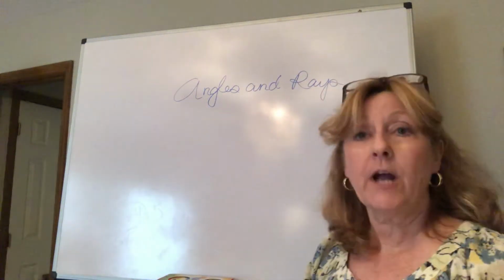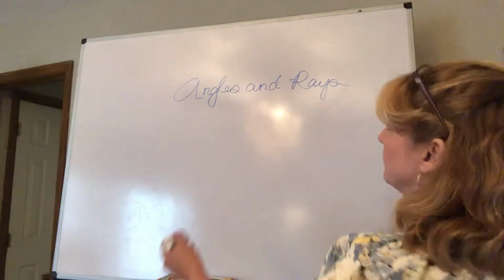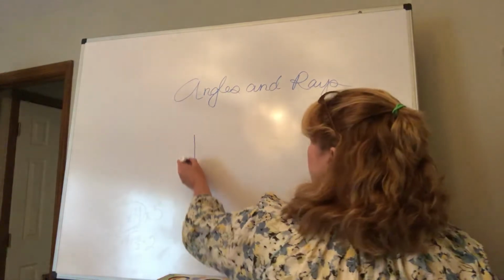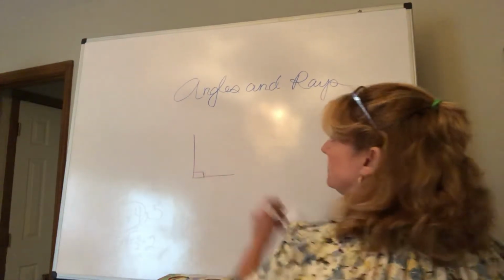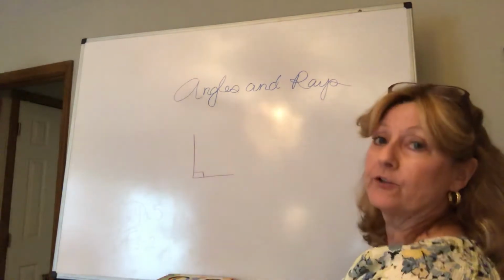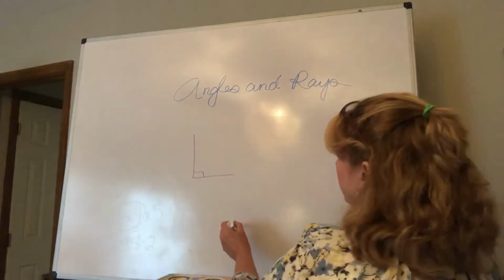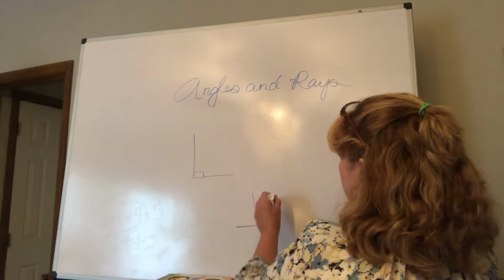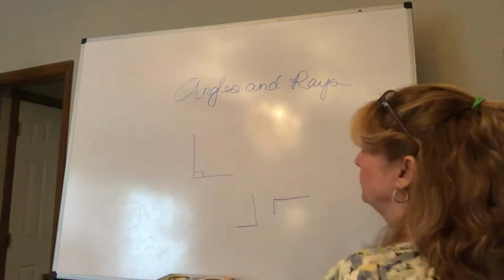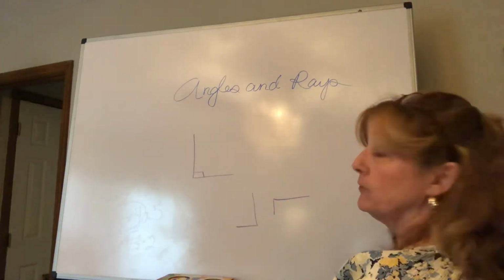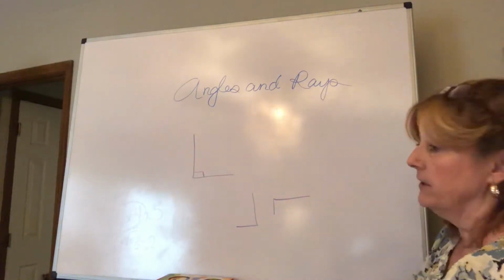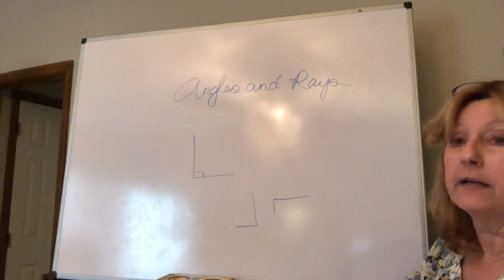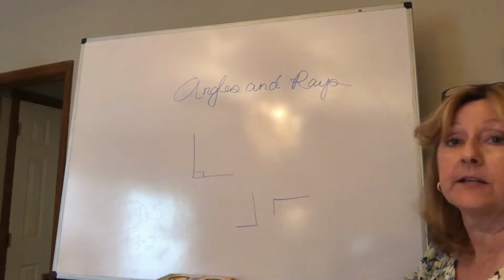Now we have different kinds of angles. So we have what we call a right angle, which looks like an L, and usually it has a little square in there to show you that it's a right angle. It can be this way, it can be this way, any way that you want to turn it. But it'll be where you can slip a sheet of paper in there and make your L, and then you would know that it is a right angle.